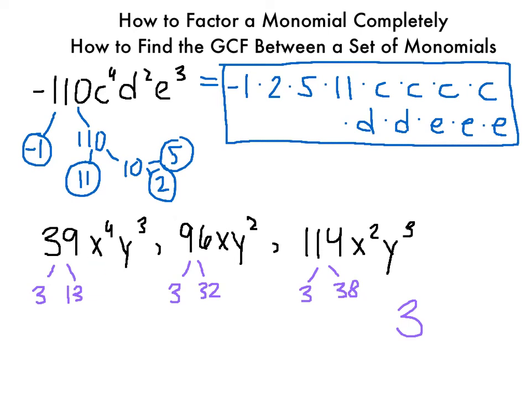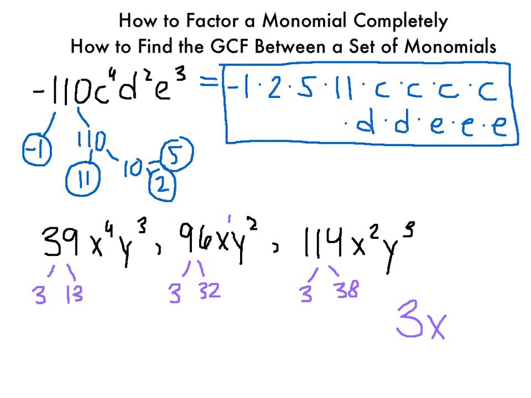So looking at the x values, here's x to the fourth, x, you know what, I'm going to change that to x to the first because technically that's what it is. And then we have x squared. Looking at all three of these, x to the first has the smallest exponent. So I'm going to put x here. If you want to put x to the first, that's fine. You don't have to. I don't like it, but it would not be wrong on the test.